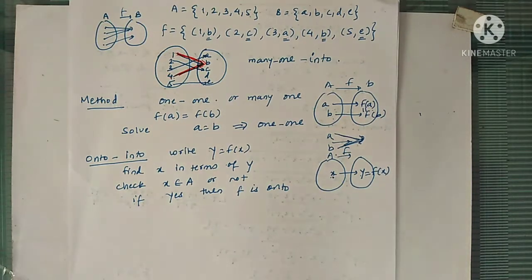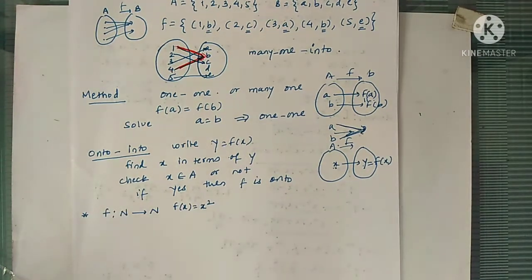Okay. Let's solve some examples. In your book, this question is given. The function is x square only, but the domain and codomain are different in every case. The first case is where the domain and codomain are both the set of natural numbers N. So let's consider the set of natural numbers and the function x square.